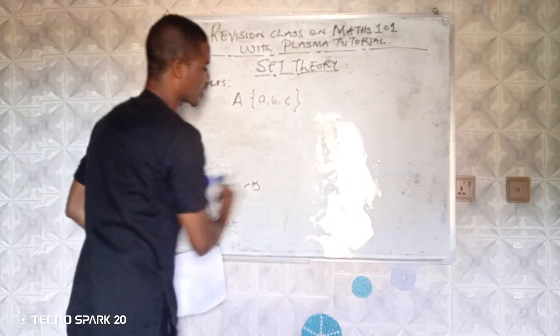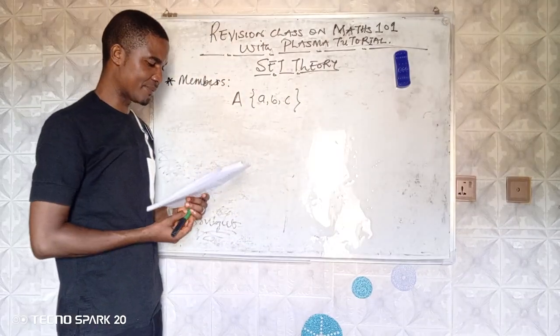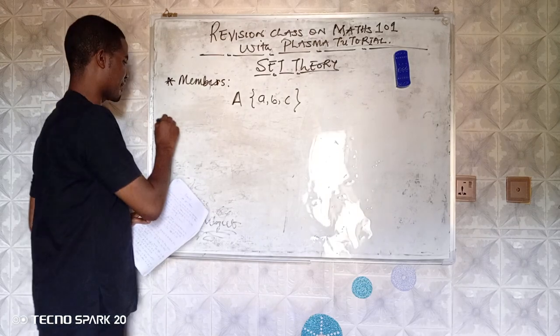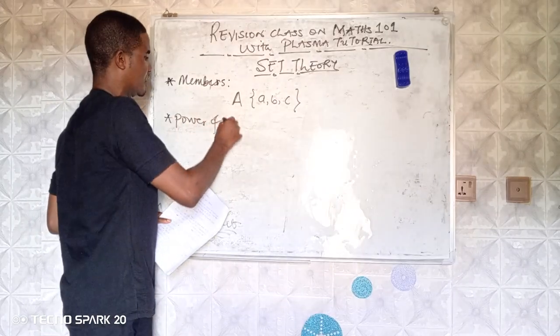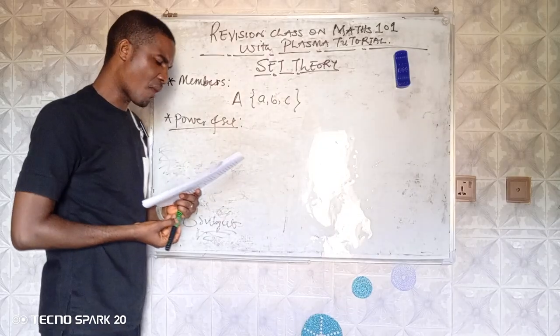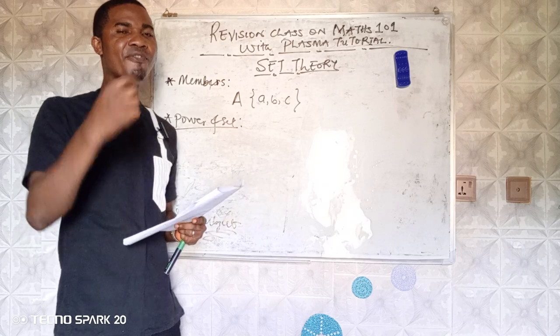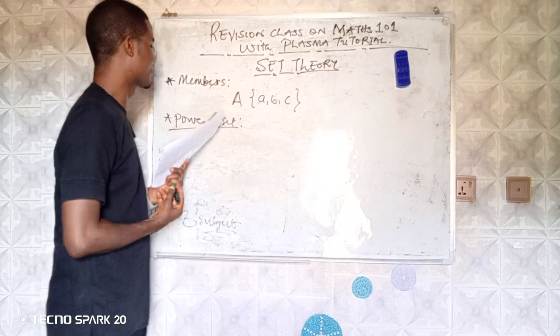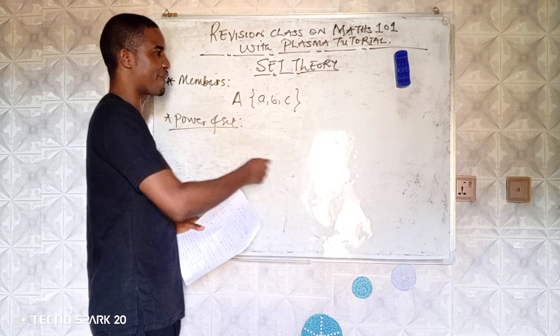Remember, we are doing definition of terms. Then we are going to see past questions. Move to another term: power of set. The power of a set is the number of subsets that can be formed from that set. Let me explain.